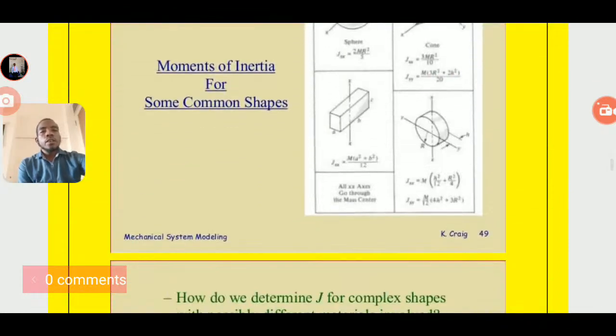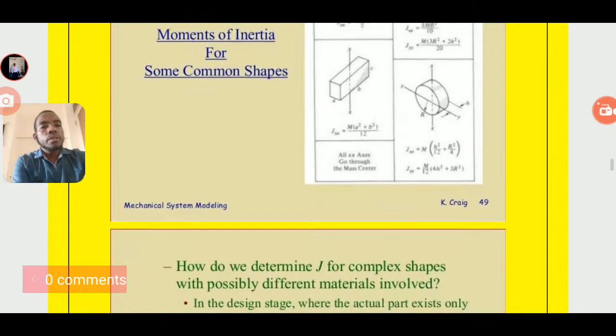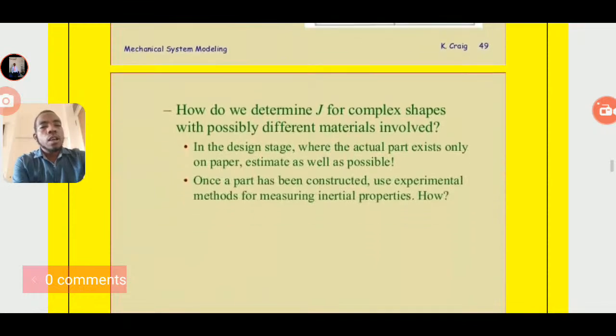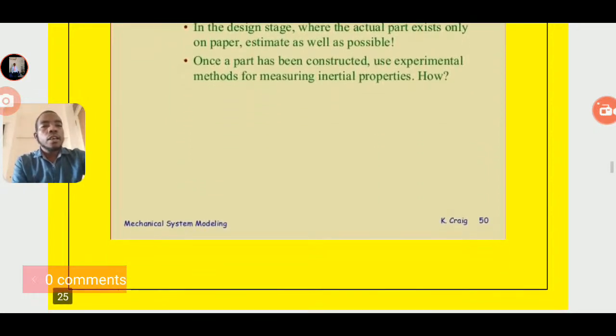Here you can see moments of inertia for some common shapes. How do we determine J for complex shapes with possibly different materials involved? In the design stage, where the actual part exists only on paper, estimate as well as possible. Once a part has been constructed, use experimental methods for measuring inertial properties.